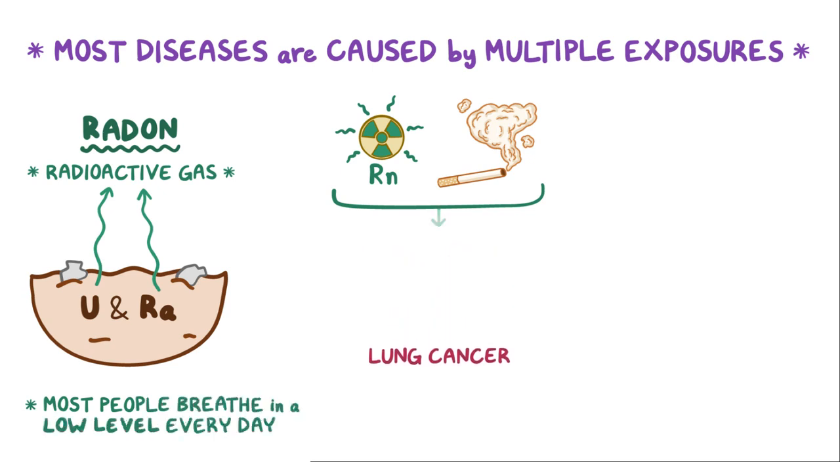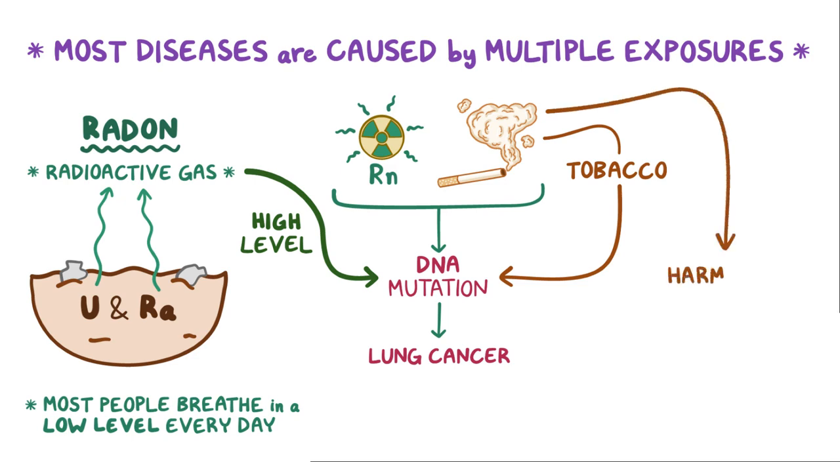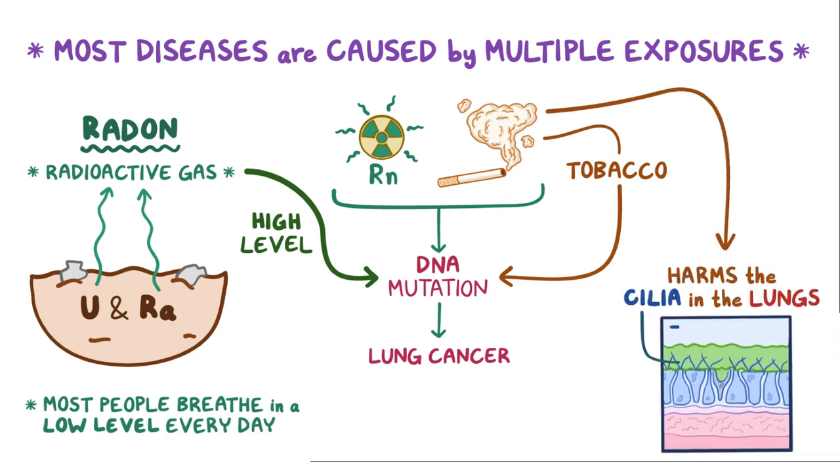Unfortunately, radon causes mutations in DNA, and people who breathe in high levels of radon have an increased risk of lung cancer. Similarly, people who smoke cigarettes have a higher risk of lung cancer because tobacco contains various toxins that also mutate the DNA. In addition, cigarette smoke harms the cilia in the lungs, and those are the little hair-like structures that normally clear out things like mucus, dust particles, and chemicals.